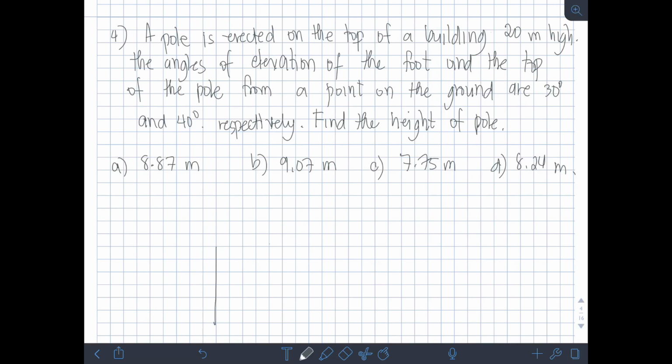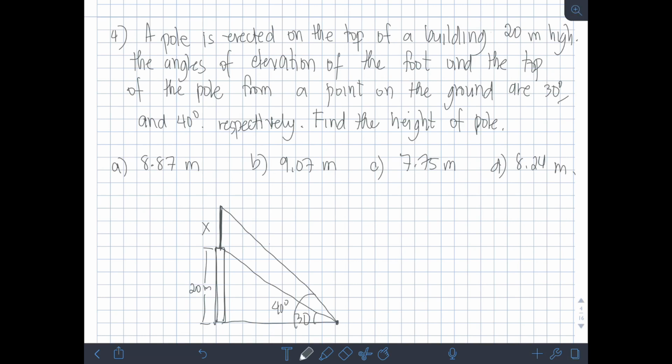So, meron daw tayong building. Let's say ito yung building natin. Tapos, yung height daw ng building ay 20 meters. Tapos, ito yung ground. Tapos, meron daw nakatungtong doon na pole with a certain height. Yun yung hahanapin natin, let's say, x. Tapos, sabi yung angle of elevation daw nung foot and top of the pole from a point on the ground, let's say ito yung point na yun, are 30 and 40 degrees respectively. So, ito munang foot, yung angle of elevation niya ay 30. Tapos, itong top, yung angle of elevation niya ay 40 degree.